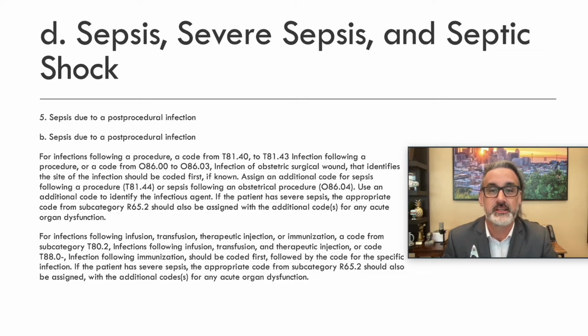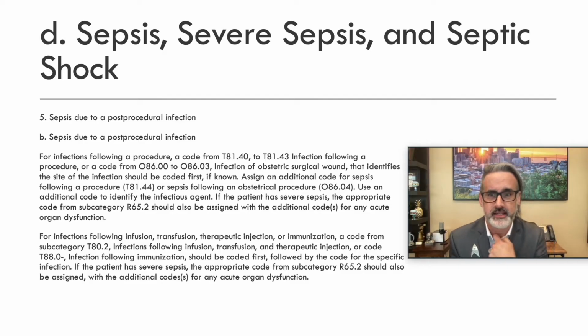For infections following infusion, transfusion, therapeutic injection, or immunization, a code from subcategory T80.2, infections following infusion, transfusion, and therapeutic injection, or code T88.0 hyphen, remember the hyphen means additional characters are needed. The T88.0 hyphen, infection following immunization, should be coded first, followed by the code for the specific infection. If the patient has severe sepsis, the appropriate code from subcategory R65.2 should also be assigned with additional codes for any acute organ dysfunction.